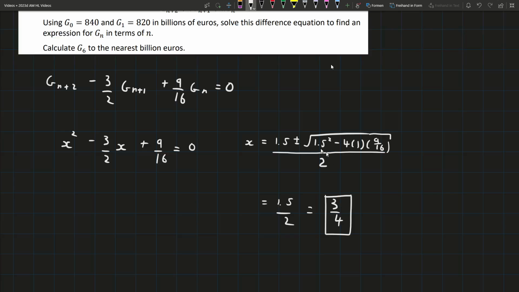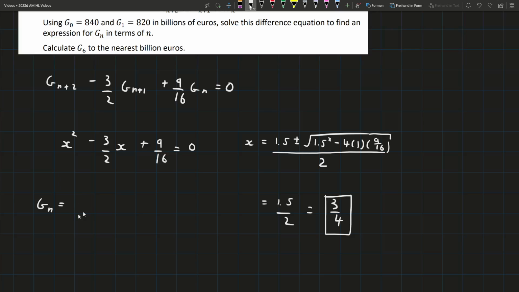So we actually have a double root here. We have a root that's the same, because in a quadratic, obviously, we always have 2 roots. So we have the same root, which means that our difference equation is going to be a little different. I don't think they've actually asked a difference equation with repeated roots in an exam yet, so this is interesting.